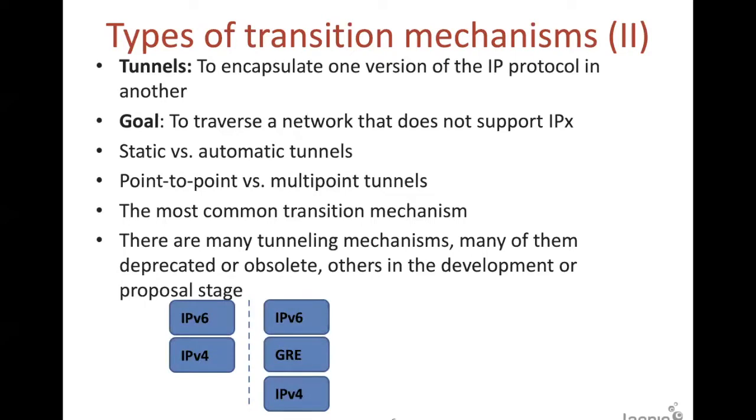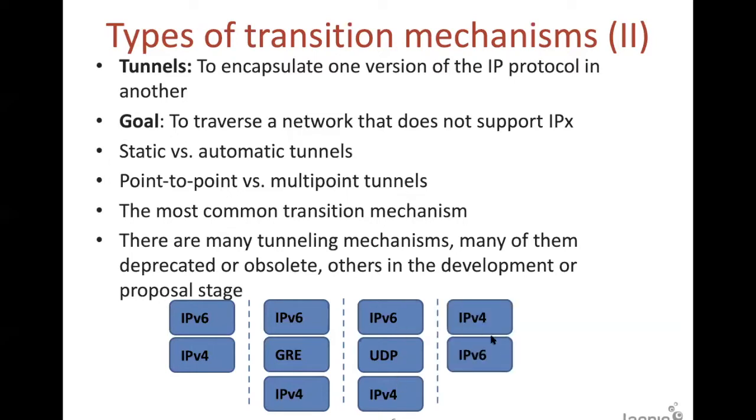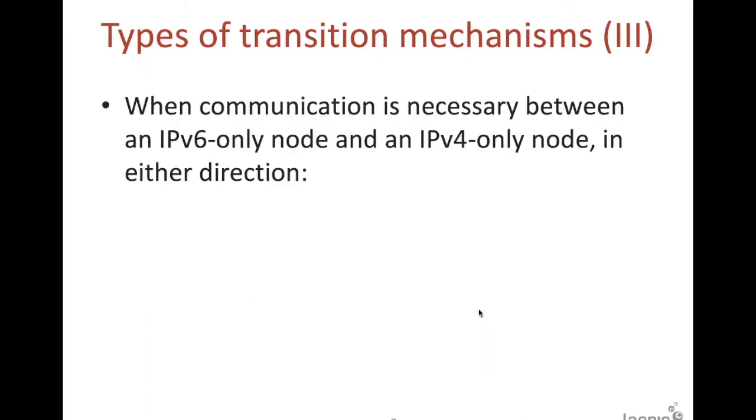Okay, here you can see different things that I can have. I can have IPv6 going over IPv4. I can have GRE over IPv4. This means Generic Routing Encapsulation, and over GRE, I can put IPv6. I can have IPv4, then put UDP over IPv4, and then IPv6. And I have something that is getting more popular every day: I can have my network in IPv6, and I am going to put IPv4 over it. Okay?